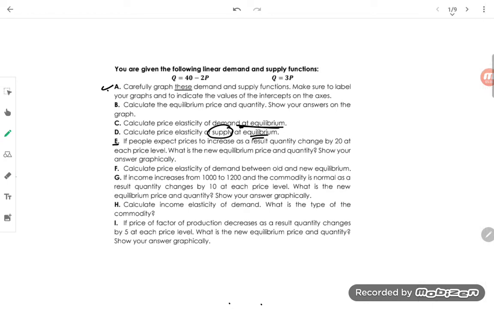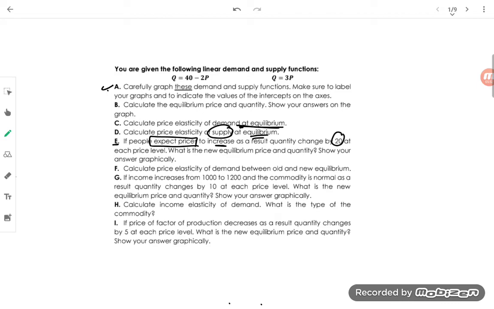Okay, number E. If people expect the prices, just expectation, there isn't any actual change or increase in prices. They expect the prices to increase. As a result, the quantity changes by 20 at each price level. What is the new equilibrium price and the quantity?